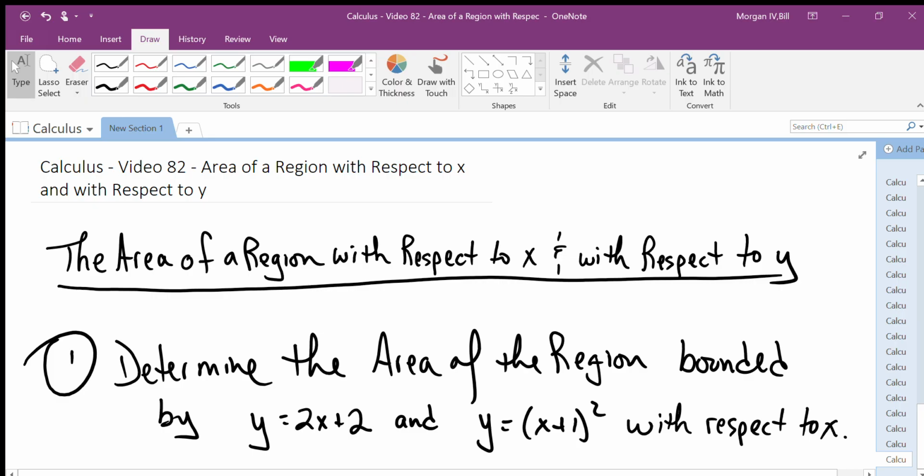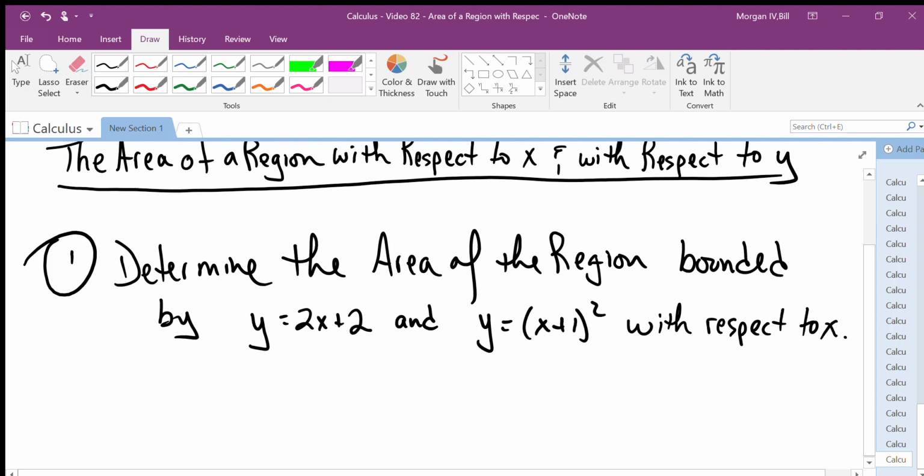And then we'll take the same region, but we'll think about this in terms of y, or with respect to y. So we'll get y bounds, right function minus left function, the integral of that dy. And we should get the same area. It is the same region after all. So let's first try that of the region with respect to x.